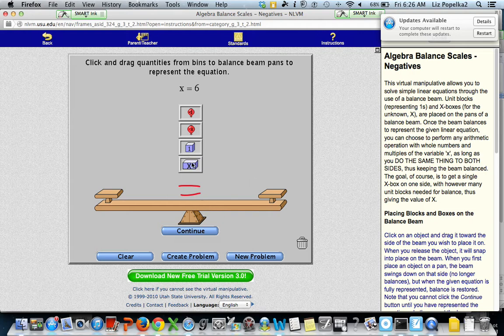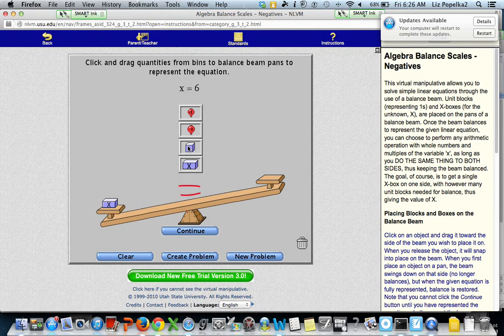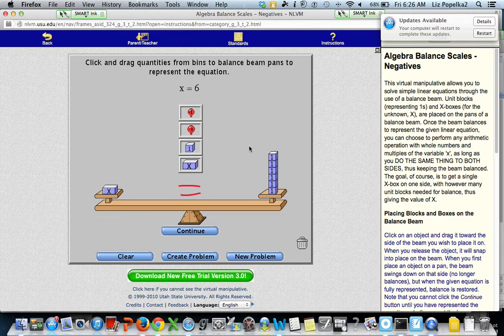So in this case, x weighs as much as 6. If I put x on one side and a 6 on the other, they are going to be balanced out because x is equal to 6.